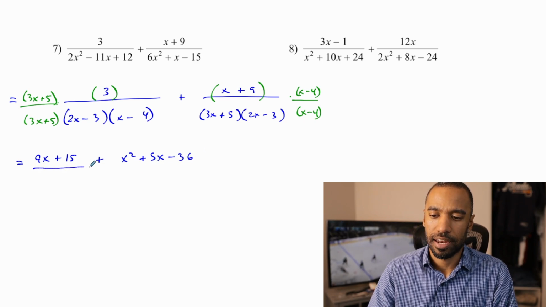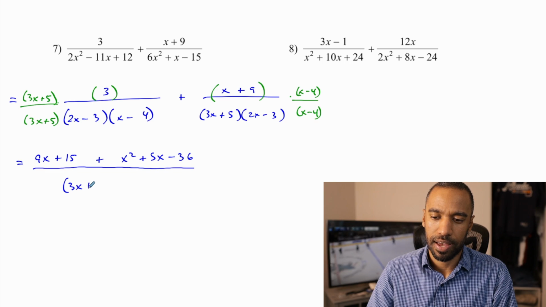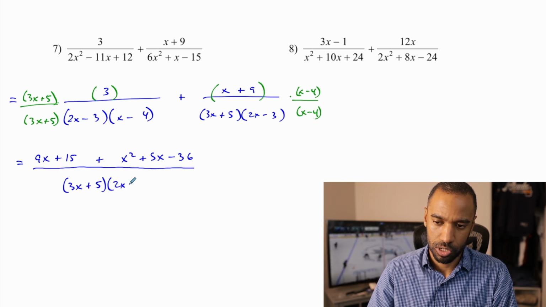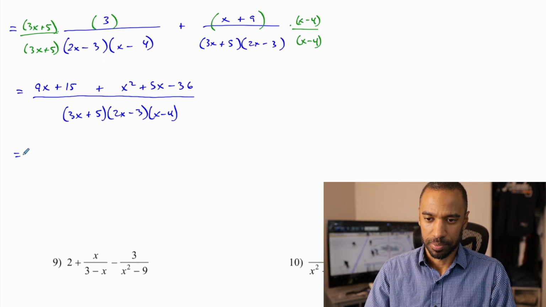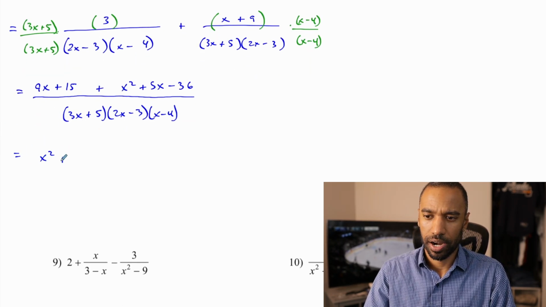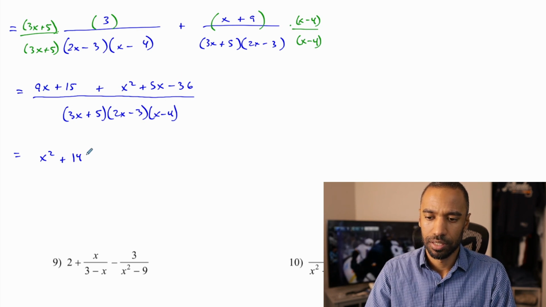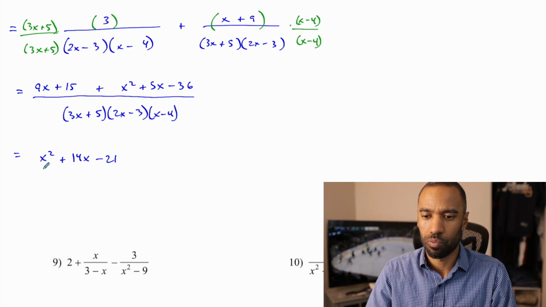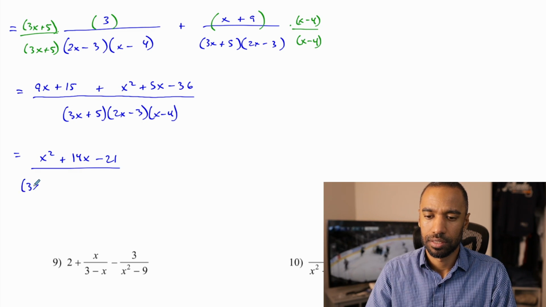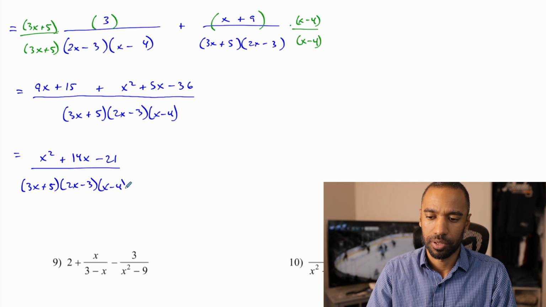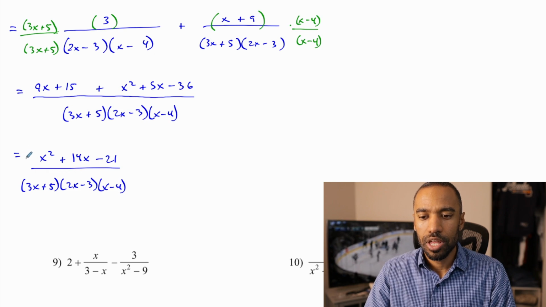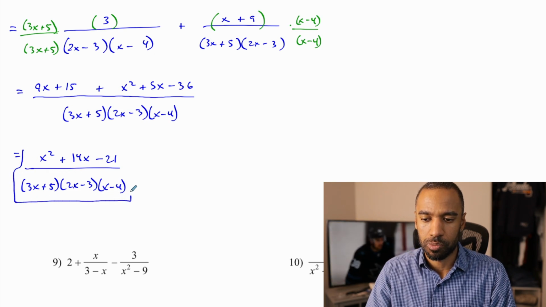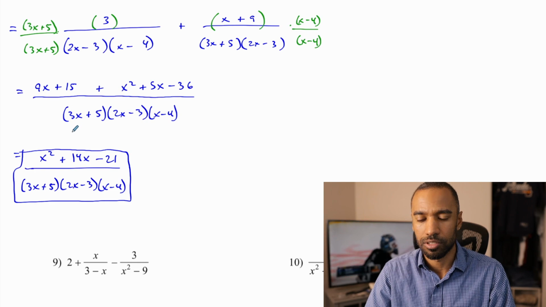Okay, and this is all divided by 3x plus 5 times 2x minus 3 times x minus 4. And combine like terms. We'll get x squared plus, looks like 14x and minus 21. I wonder if the top's factorable there. I haven't looked at it. No, definitely not. That number's too big for that to offset that. So that would be our final result for that one there. And like I said, don't expect things to kind of cancel out after that. That's the best we can do.